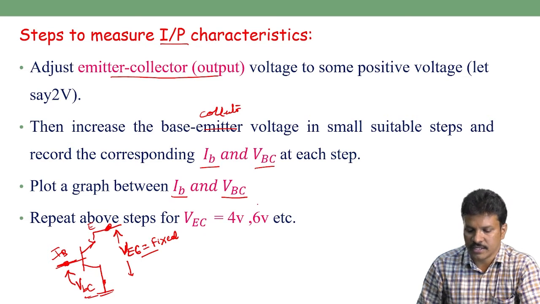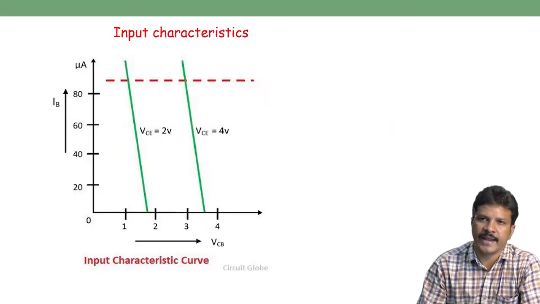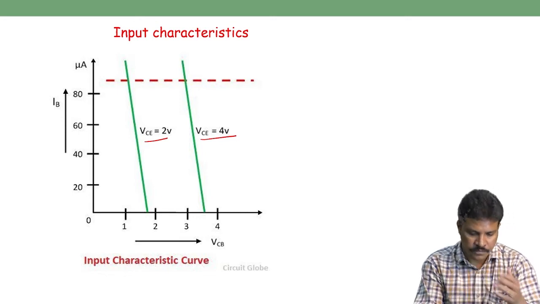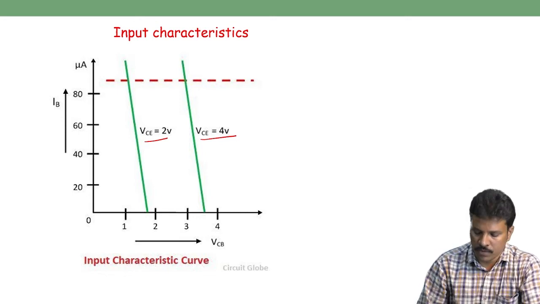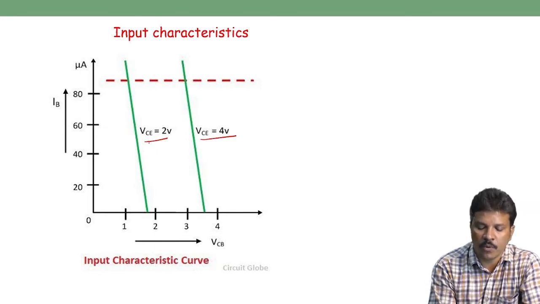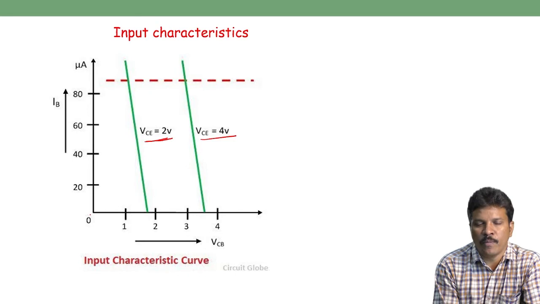This is the input characteristic. The green color lines represent the input characteristics of common collector configuration. This is one graph for VCE, output voltage, fixed to 2 volts. This is another graph, VCE is equal to 4 volts. To obtain the first graph, keep output voltage constant, VCE equal to 2 volts. Vary the input base bias voltage and note down the voltage across base to collector and current flowing through the base terminal.